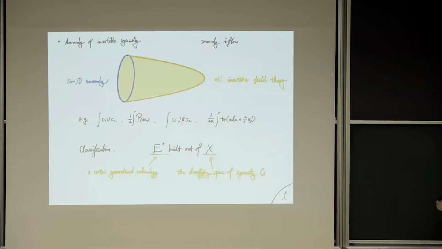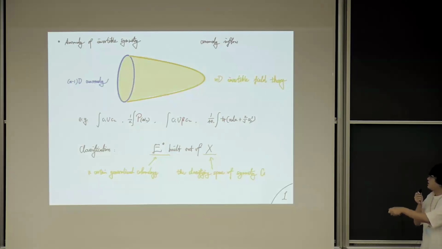Okay. Then given anomaly inflow, we can try to describe anomaly by the partition function of the invertible field theory. So here I give some examples. Here C, W, and A are background gauge fields. This gives us some classical Lagrangian, which means the partition function of this invertible field theory. And typically, we will see many cohomology operations like the Pontryagin square or Bockstein, or if the symmetry is continuous, we will see some Chern-Simons form.